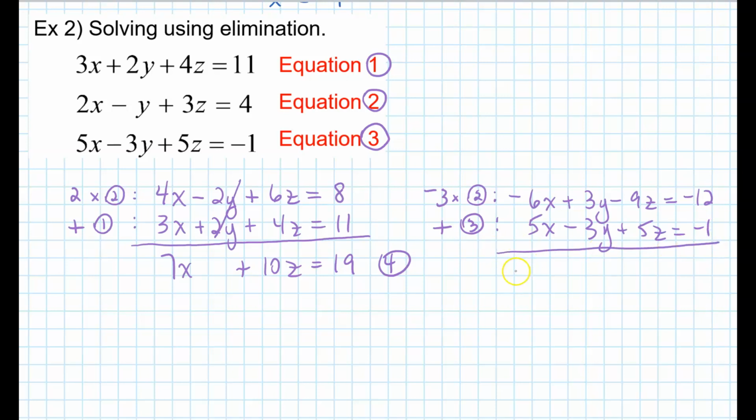Add these together, we get -x. We've eliminated y. Again, that was our goal, so yay us. And minus 4z is equal to -13. And I'm now going to call this equation 5.